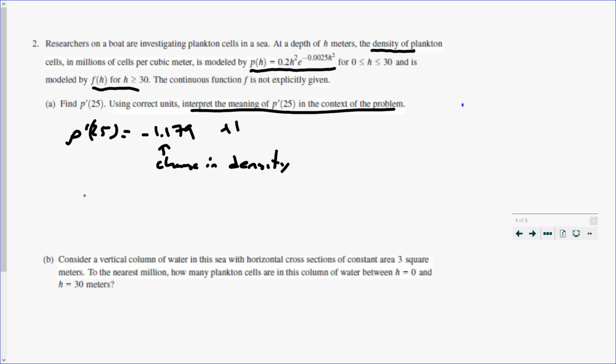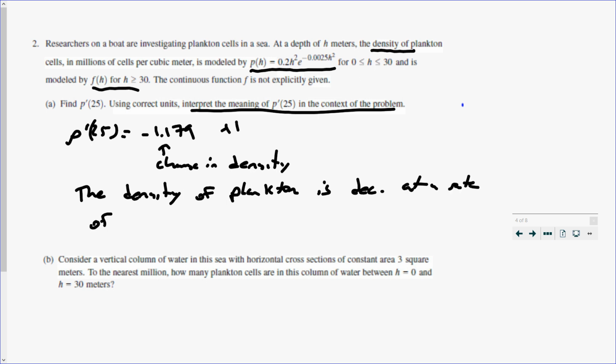And what it's telling us, we're going to write this as a sentence: the density of plankton is decreasing at a rate of 1.179. Now get the units: millions of cells per cubic meter. And that's your answer. Plus 1 for it.